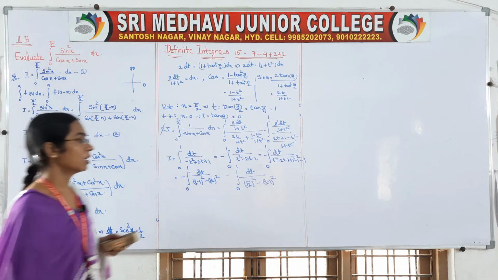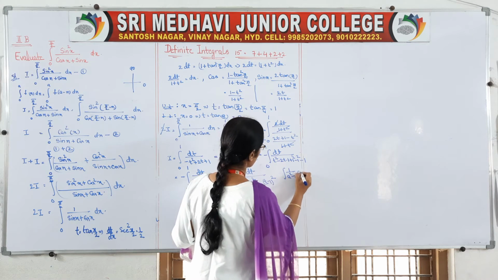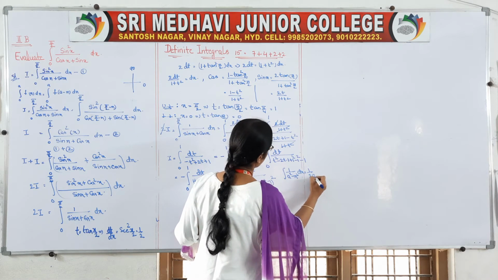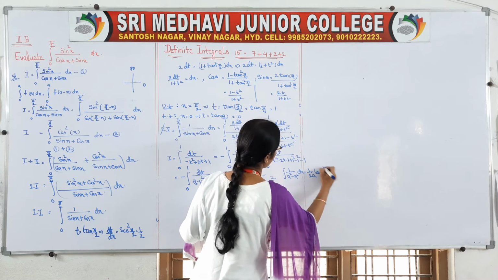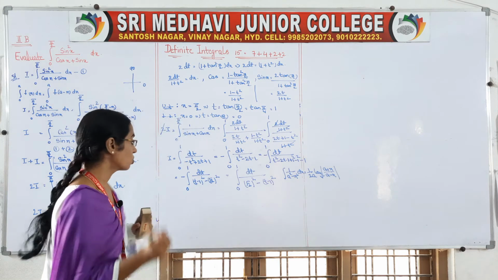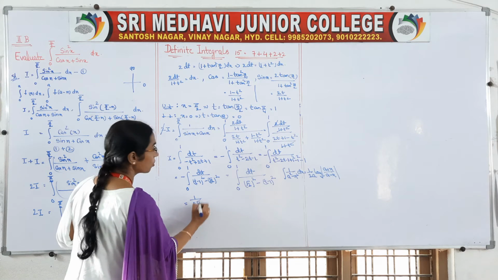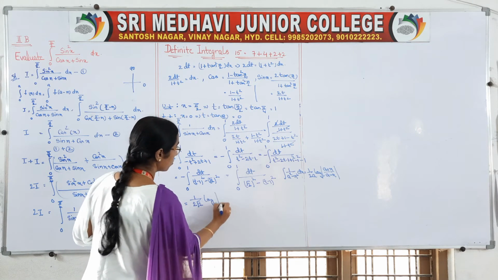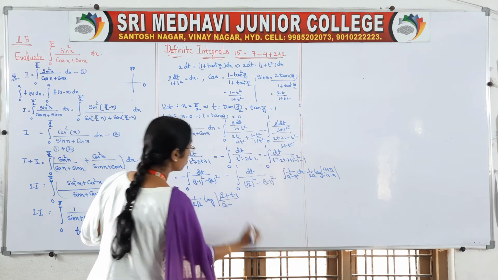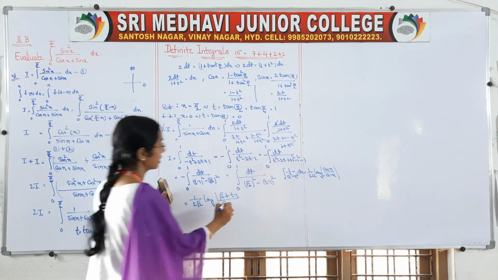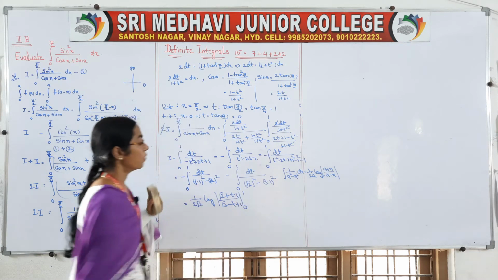You know the formula. Which formula? Integral 1 by (a² minus x²) dx is equal to 1 by 2a log of (a plus x) by (a minus x) form. So it is equal to, we can write this as 1 by 2 root 2 log of (root 2 plus t minus 1) by (root 2 minus t minus 1), with limits 0 to 1.